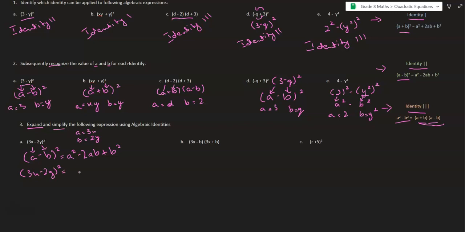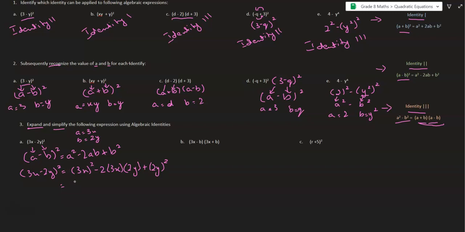And so a is 3x, so remember to put a bracket, and then there is a whole square. There is a minus, minus 2 and a 2. A is 3x, put it in a bracket, and then b is 2y, so put it in a bracket, plus and b is 2y square. So this is the expression, and now we just simplify this.